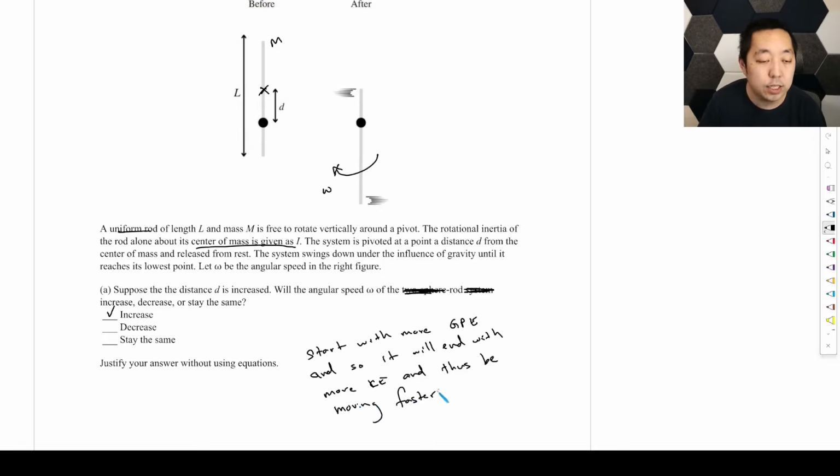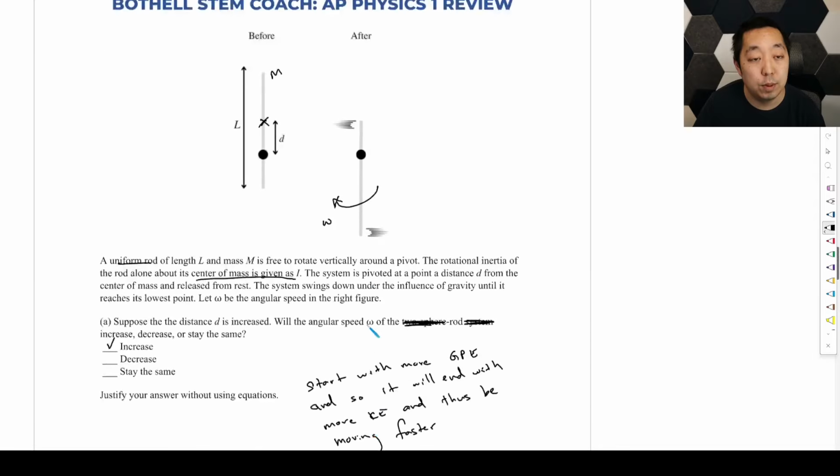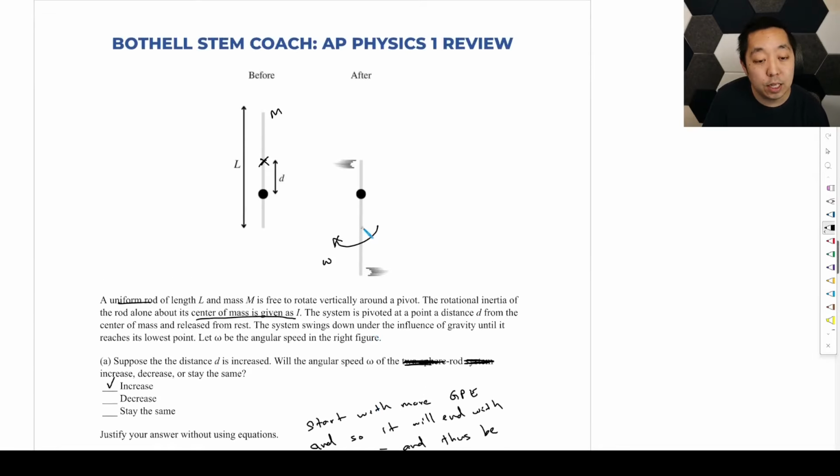Okay, let's derive and see what's going to happen. Derive an expression for the angular speed in terms of m, L, d, and I. So we've got to think about our reference point. The reference point is going to be what I would pick as the lowest point, which is where the center of mass is located here, which is L over 2, which is going to be the same as this position here. Sorry, this is the center of mass. This is just a reference position here, because this is going to be at L over 2.